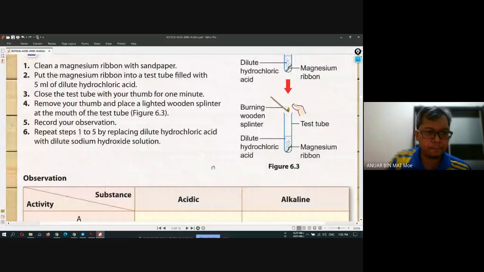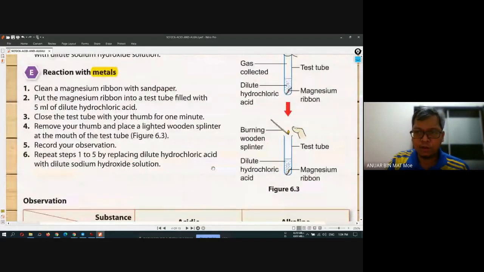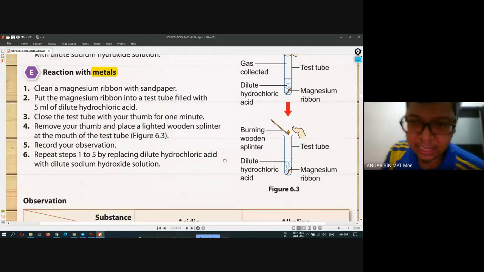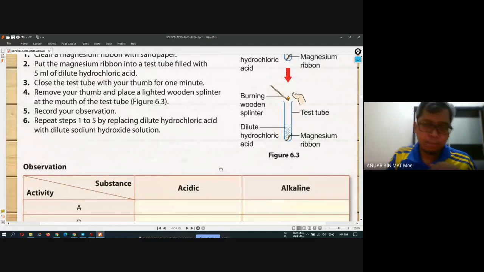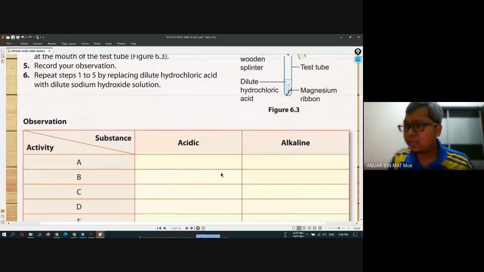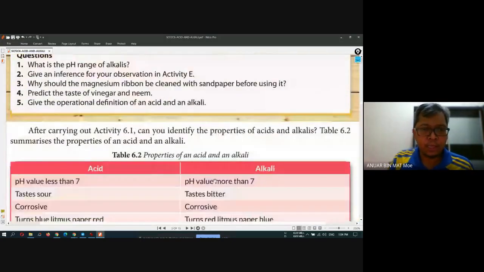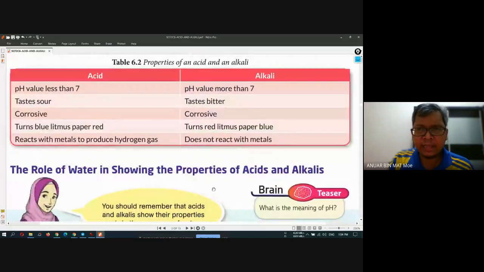Okay, next one. All right, so this is how we want to study the properties of acid and alkali. I know this is all activity, but you need to understand first. I give you the theory first. Maybe we have the chance to do it after we go back to the school, right? Okay. So this is the properties of acid and alkali.